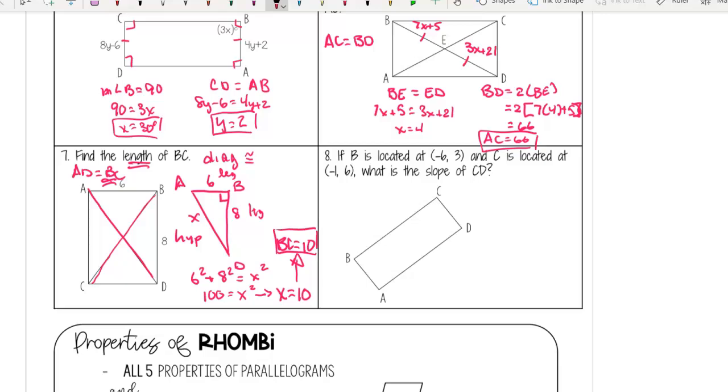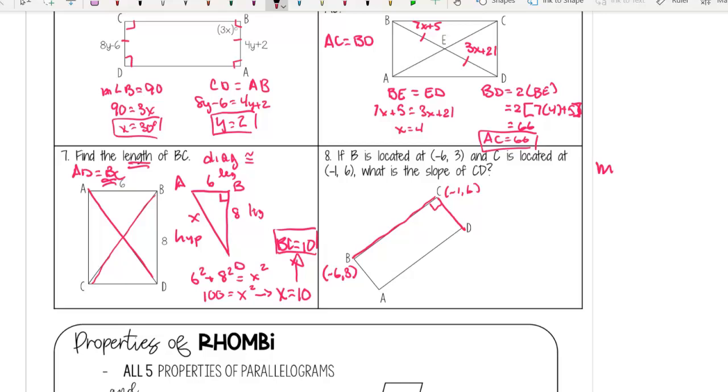And then this one has to do with slope. B is located at negative 6, 3, and C is located at negative 1, 6. So we have to find the slope of CD. We know this is 90 degrees. We know that this line is perpendicular to that one.